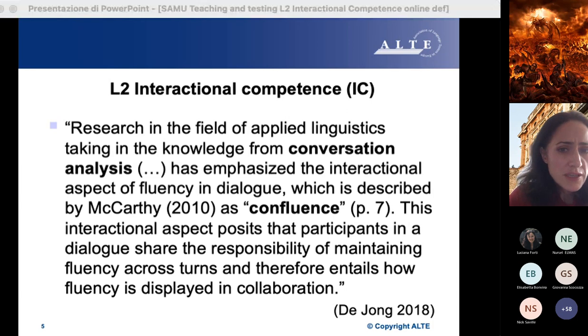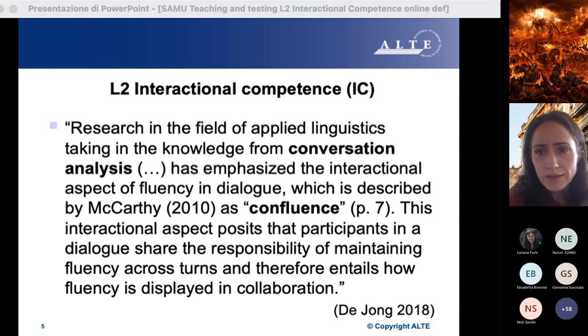The development of conversation analysis research on second language users talk has brought a better understanding of the situated and co-constructed nature of interaction as a process in which social actions are accomplished on a moment-by-moment basis, as De Jong states in her paper on fluency in second language testing. Research in the field of applied linguistics, taking in knowledge from conversation analysis, has emphasized the interactional aspect of fluency in dialogue, which is described by McCarthy as confluence.